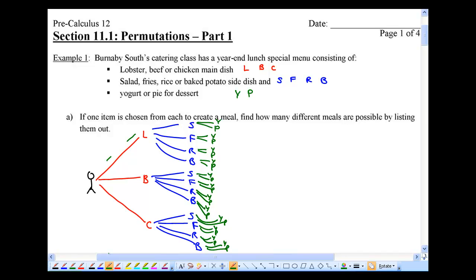So doing this, my question now is if you were to count up all the different pathways from me to the end, how many different pathways would you have here? If you start counting, we have 2, 4, 6, 8, 10, 12, 14, 16, 18, 20, 22, 24. So the idea is to count the number of pathways, and what we have here is 24 different meals. Not bad, eh? 24 meals. Cool.